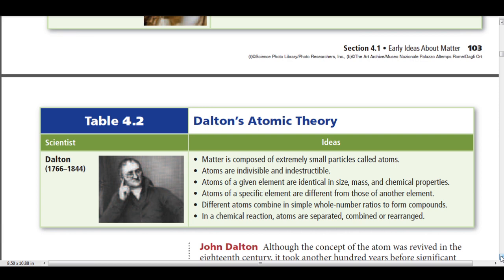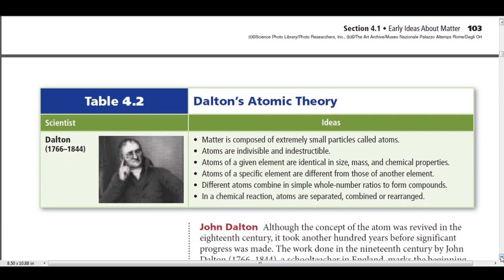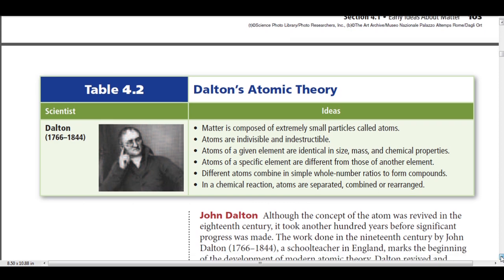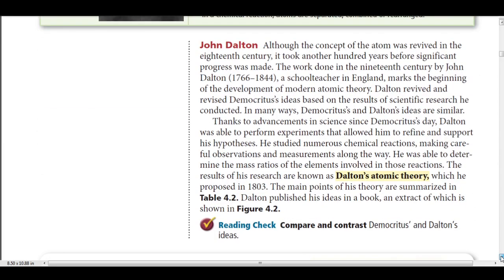Dalton's atomic theory states that matter is composed of extremely small particles, which we call atoms. Atoms are indivisible and indestructible. Atoms of a given element are identical in size, mass, and chemical properties. Atoms of specific elements are different from those of another element. Different atoms combine in simple whole number ratios to form compounds. And in a chemical reaction, atoms are separated, combined, and rearranged.